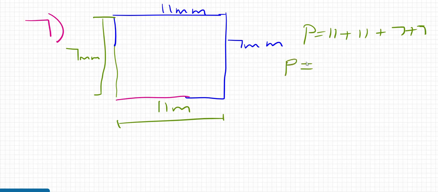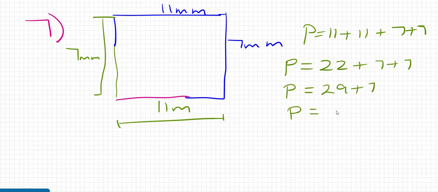So P is equal to 11 plus 11 is 22, plus 7 plus 7. 22 plus 7 is 29. And 29 plus 7 leaves me with 36. And don't forget to write our units, which is in millimeters.